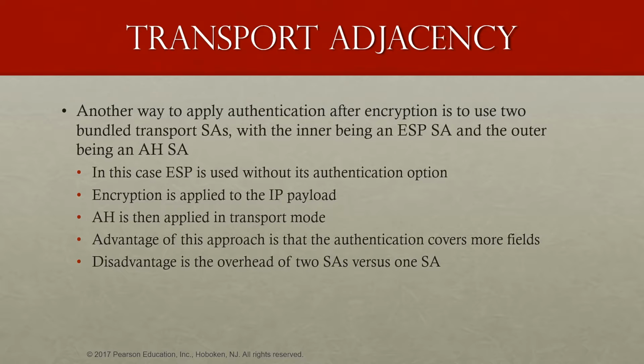The resulting packet consists of an IP header and possibly an IP version 6 header extension, followed by an ESP. AH is then applied in transport mode so that authentication covers the ESP plus the original IP header and extensions, except for mutable fields. The advantage of this approach over simply using a single ESP SA with the ESP authentication option is that the authentication covers more fields, including the source and destination IP addresses. The disadvantage is the overhead of two SAs versus one SA.